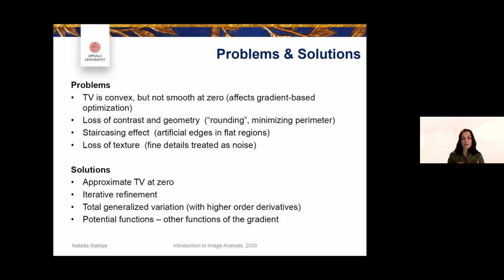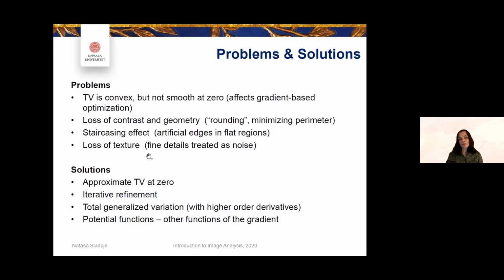And in that sense, now we have a remaining problem. Okay, now we know how to suppress noise and reasonably well preserve edges, but how to suppress noise while preserving texture is still not easy and not solved by total variation as proposed so far.